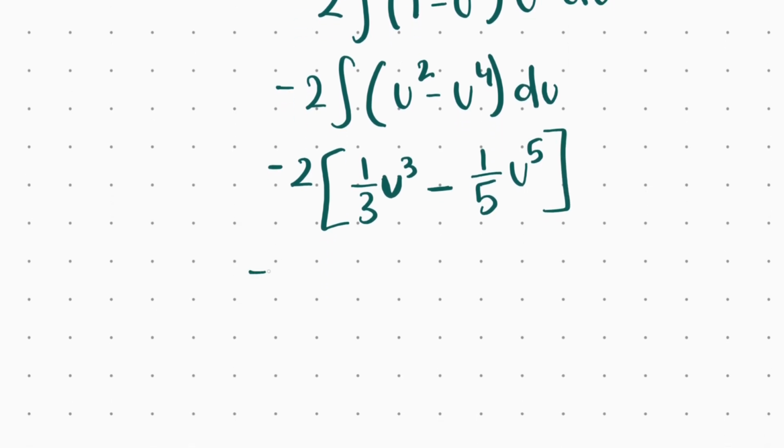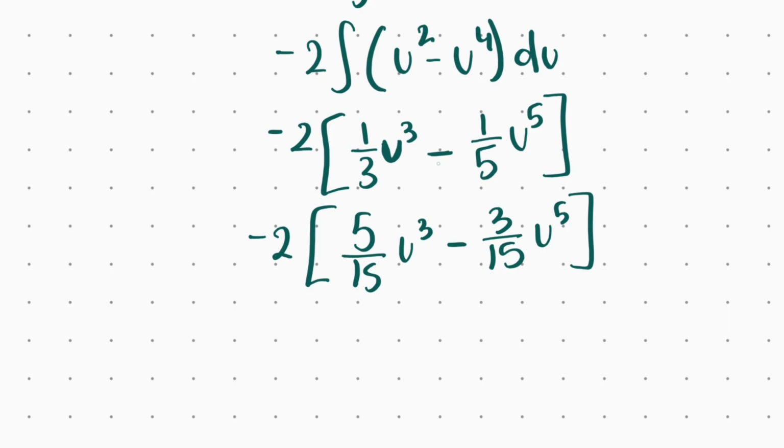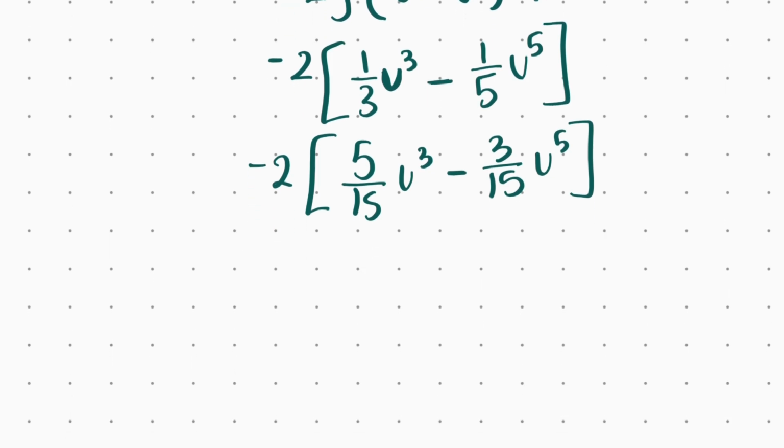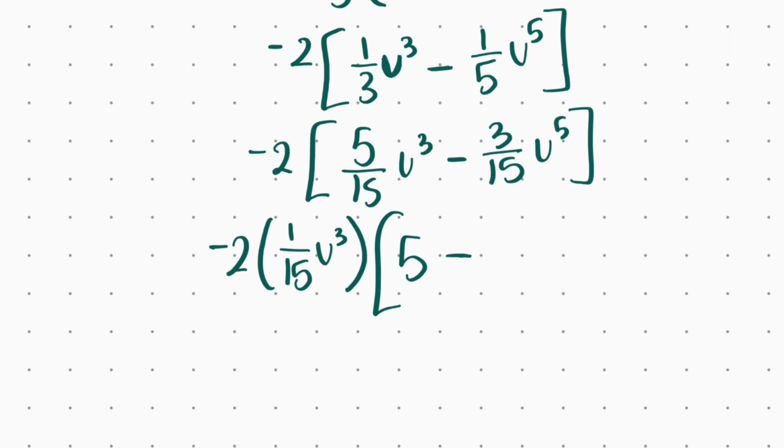And we could simplify this by having this all in just one fraction. So this is 5/15 u cubed minus 3/15 u to the power 5. And I just found the common denominator. Now we can see 1/15 u cubed is common, so we're going to take that out. We already have minus 2 out. Let's take 1/15 u cubed outside. We have 5 left, and then we have a minus 3u squared left.